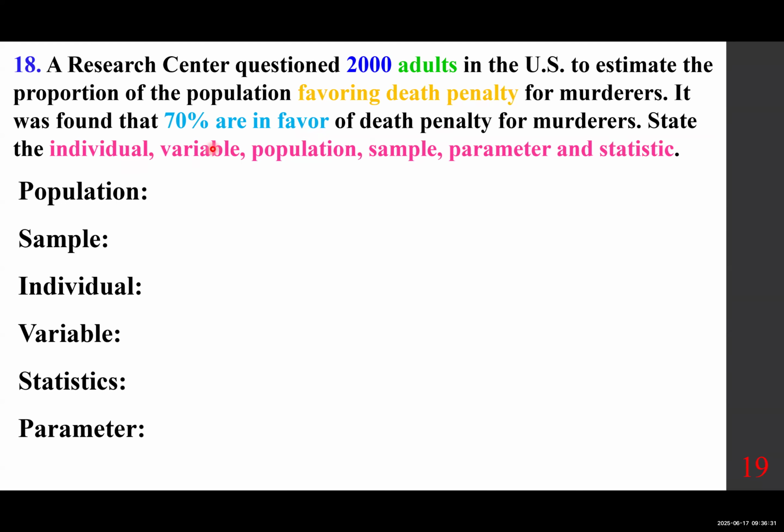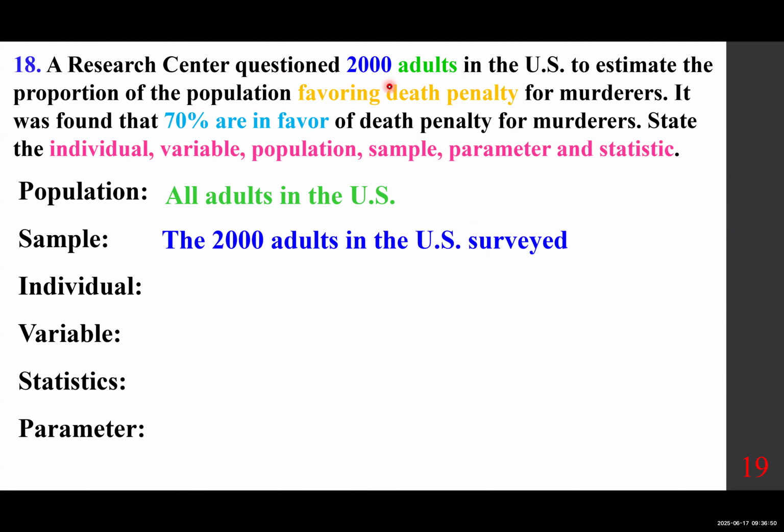It was found that 70% are in favor of death penalty for murderers. State the individual, variable, population, sample, parameter, and statistics. Starting with the population, that would be all adults in the US. Sample, how many of them did we choose to ask, or how many of them did answer? The 2,000 adults in the US that were surveyed. Individual would be just one adult in the US.